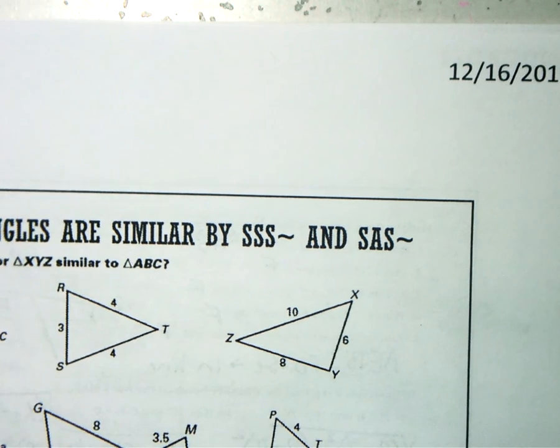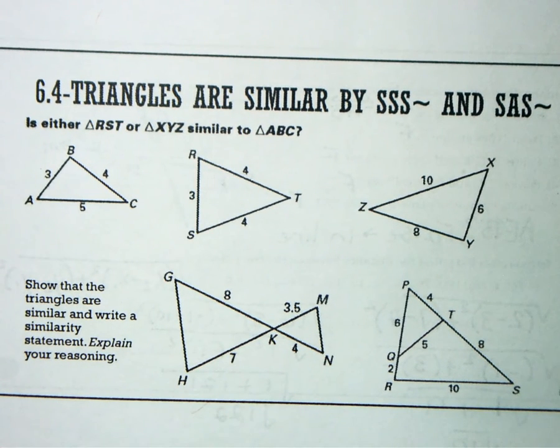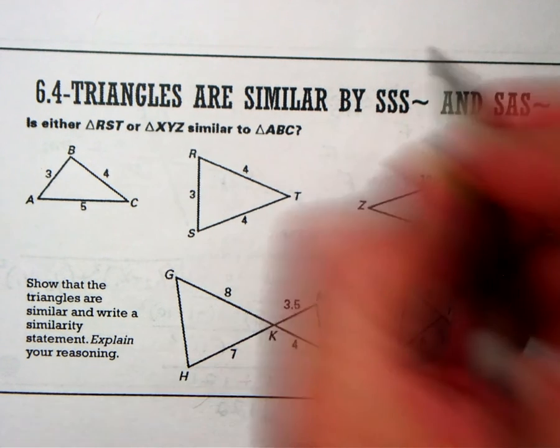All right, I'm going over to the next box here to the side. So yesterday we learned angle-angle similarity. There are two other ways that you can prove that triangles are similar. The first one is side, side, side, and the second one is side, angle, side.